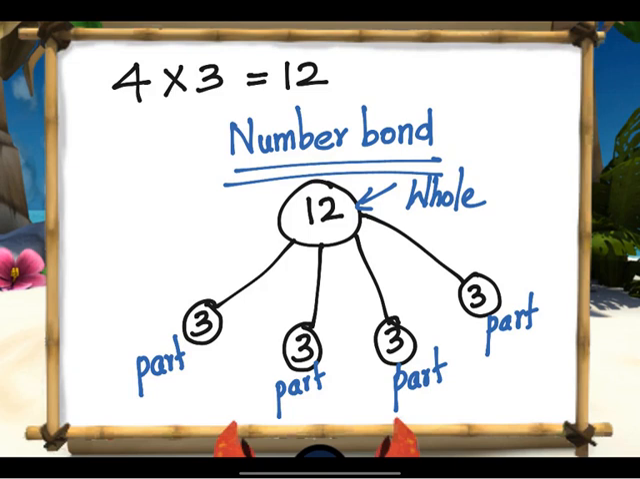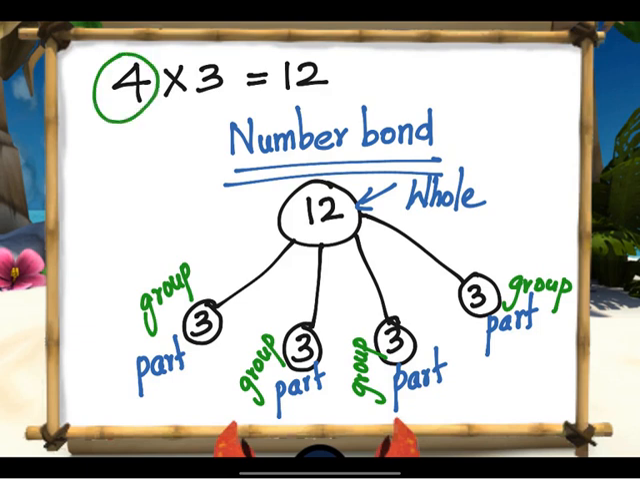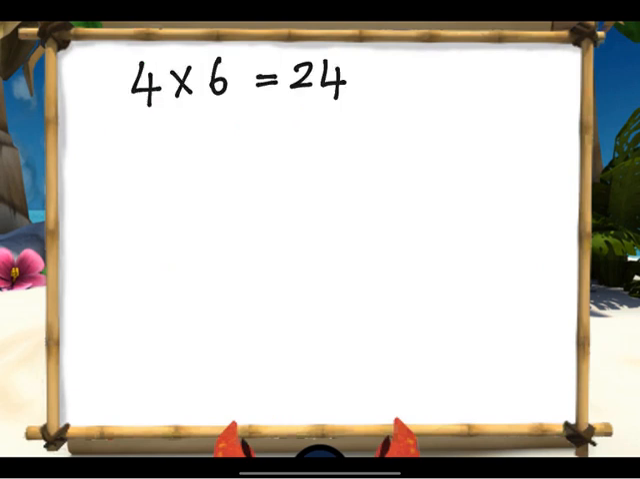So this part is also called group. This part is also called group. So this is group, group, and group. So how many groups? There are 4 groups of 3, right? So there are 4 groups of 3. And the size of each group is 3.